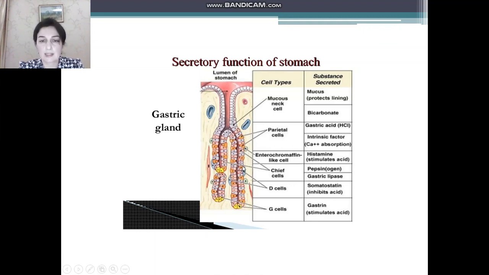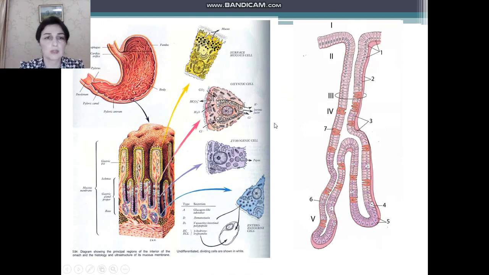Then chief cells. Chief cells produce pepsinogen. Pepsinogen will be converted into pepsin in the acid environment of the lumen of the stomach. There are also gastric lipase and renin produced. So the three main types of enzymes are produced here. Then these cells, G cells, all of them belong to enterochromaffin cells. Each of them has its own function and produces its own product.